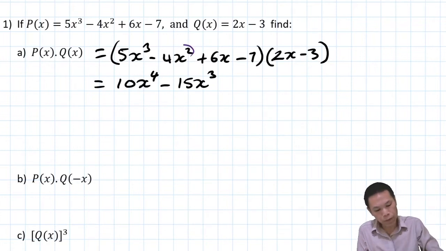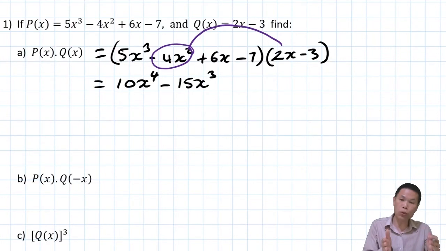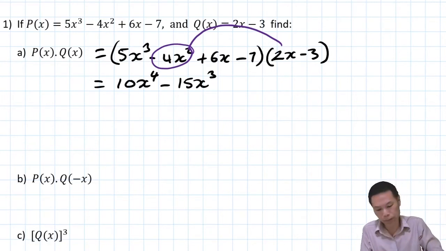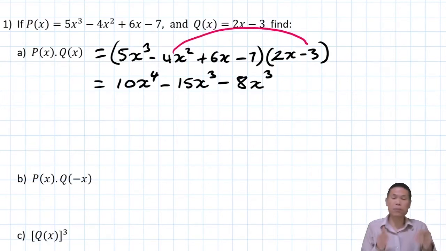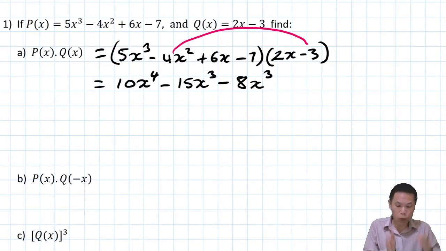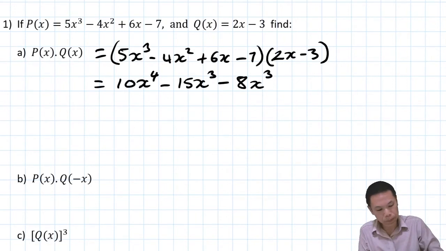Then negative 4x squared times 2x. So negative 4 times 2 is negative 8, and x squared times x is x to the power 3. So negative 8x to the power 3. Then negative 4x squared times negative 3. So 4 times 3 is 12. So 12x squared. So plus 12x squared.